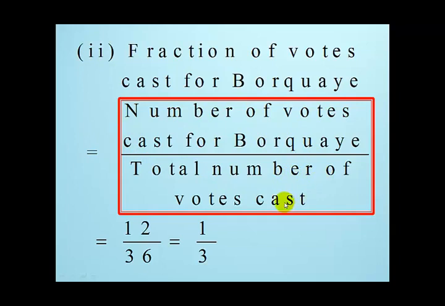Now from the table, the number of votes cast for Bokwi equals 12 and the total number of votes cast equals 36. And so if you want to find the fraction of votes cast for Bokwi, we divide 12 by 36, and this is equal to 1 over 3. That means that the fraction of votes cast for Bokwi is equal to 1 over 3.